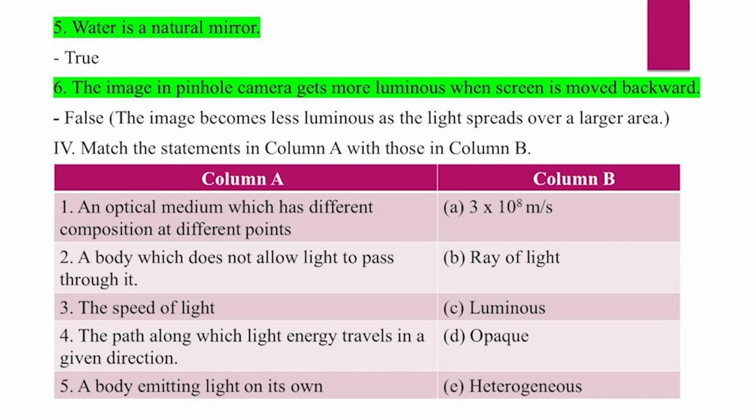IV. Match the statements in column A with those in column B. Column A. 1. An optical medium which has different composition at different points. 2. A body which does not allow light to pass through it. 3. The speed of light. 4. The path along which light energy travels in a given direction. 5. A body emitting light on its own. Column B. A. 3 into 10 to the power 8 meters per second. B. Ray of light. C. Luminous. D. Opaque. E. Heterogeneous.